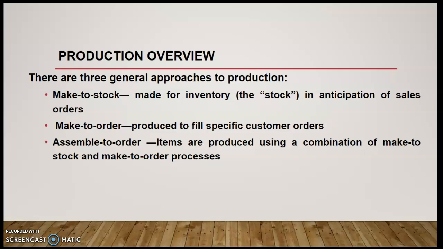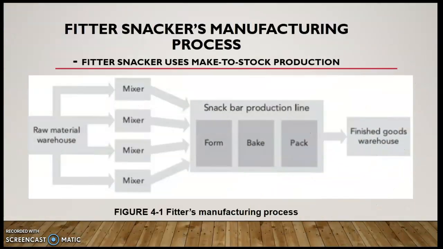The last one is assemble to order. Assemble-to-order items are produced using a combination of make-to-stock and make-to-order processes. An assemble-to-order product is built based on customers' specifications from a stock of existing subcomponents. And usually, there is a preset set of finished goods from which customers must choose. This is Fitter-Snacker's manufacturing process.